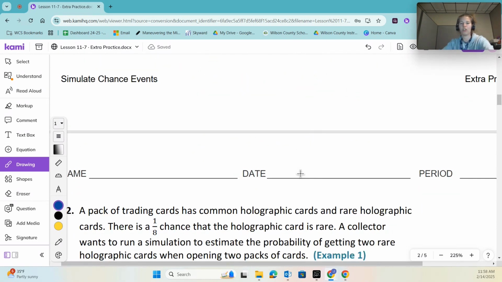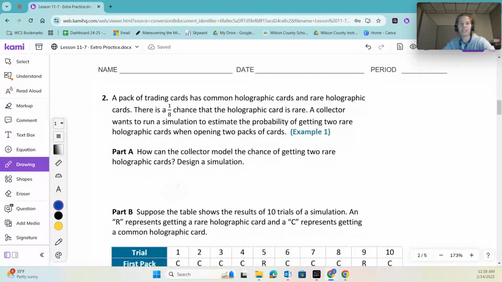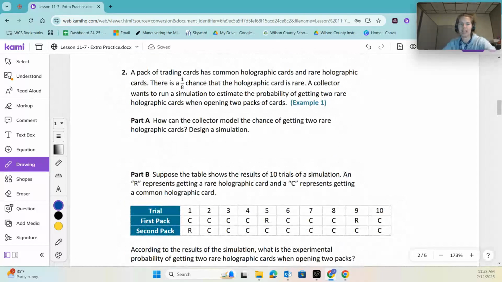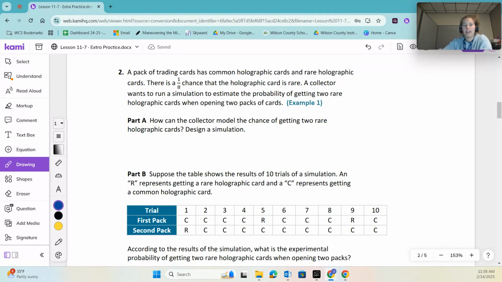Let's take a look at another one here. This is similar. A pack of trading cards has common holographic cards and rare holographic cards. There is a 1/8 chance that the holographic card is rare. A collector wants to run a simulation to estimate the probability of getting 2 rare holographic cards when opening 2 packs of cards. How can a collector model the chance of getting 2 rare holographic cards?